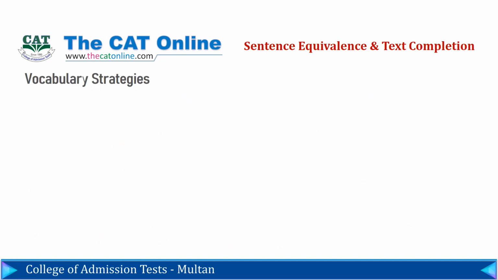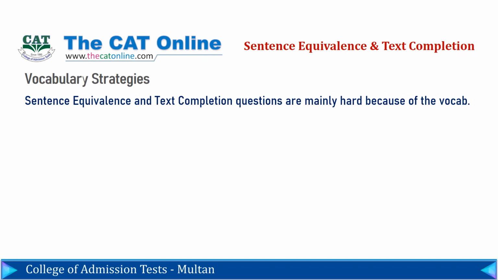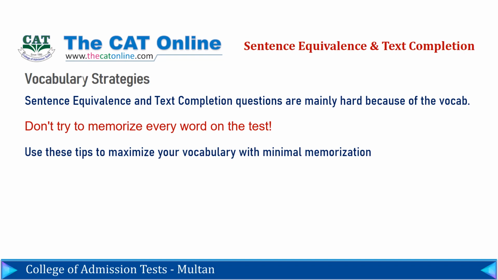Vocab Strategies. Once you get past the new formats, sentence equivalence and text completion questions are mainly hard because of the vocab. The GRE test writers really do love their $10 words, and trying to memorize all the vocabulary words you're likely to see on the test would take you several years of study. The solution: don't try to memorize every word on the test. You don't have time to do it anyway, even if you wanted to try. Instead, use these tips to maximize your vocabulary with minimal memorization.